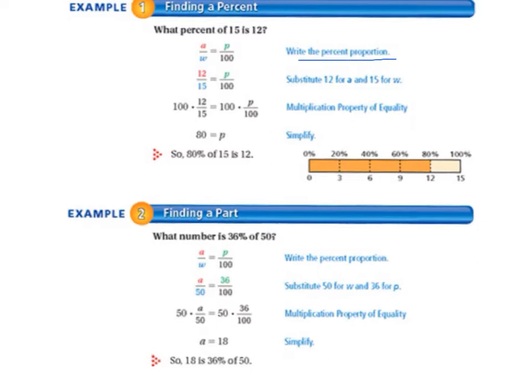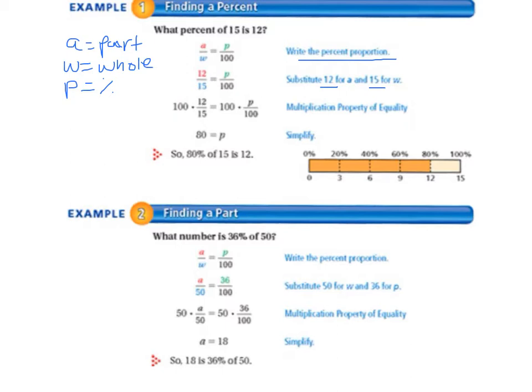And we need to remember that A equals the part, and W equals the whole, and P equals the percent. So it says what percent of 15 is 12, so we substitute in 12 for the part and 15 for the whole. So 12 is A and 15 is W.